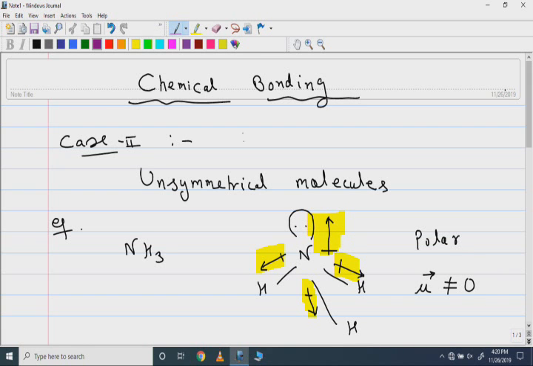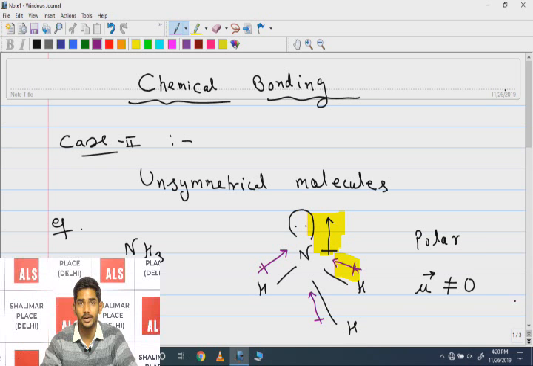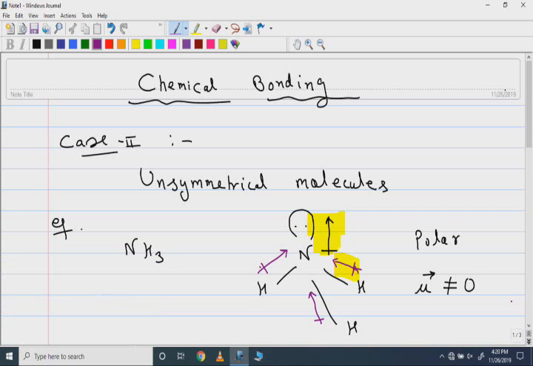Guys, even in the first case, wait, we need to change these arrows because the electronegativity of nitrogen is greater than hydrogen. Please change these arrows. Movement will always be towards the more electronegative atom. Change these arrows. Done.